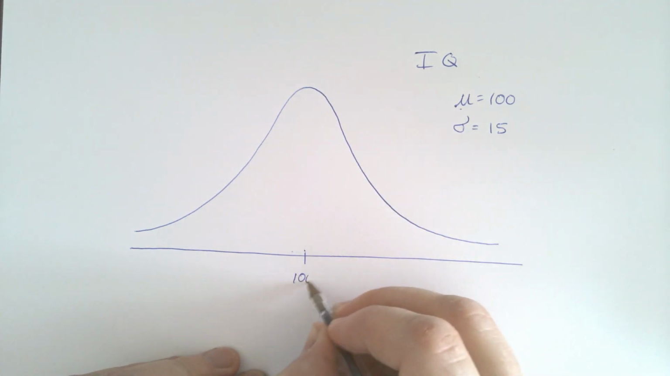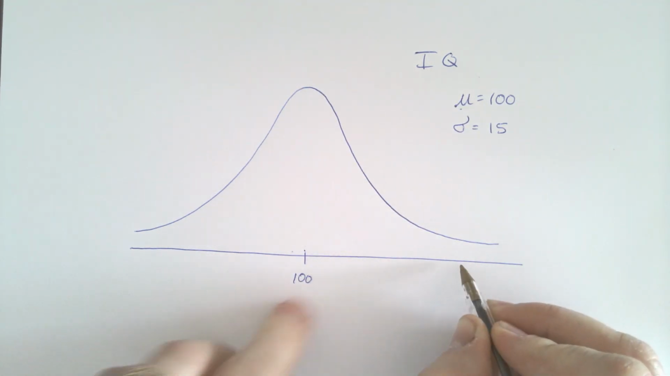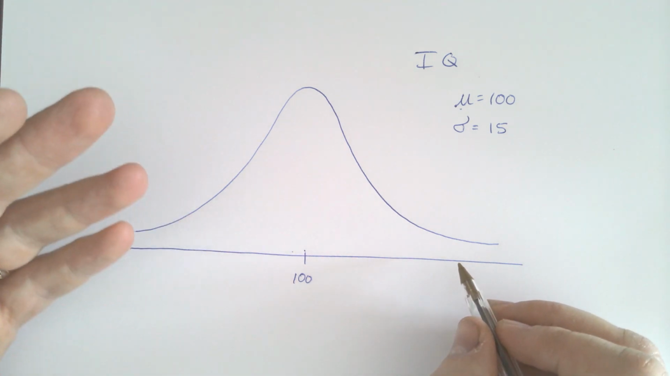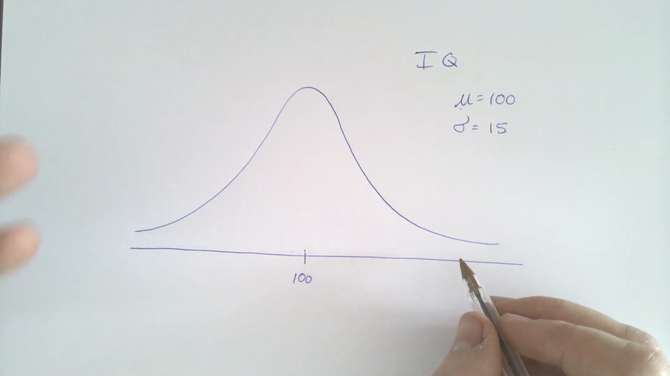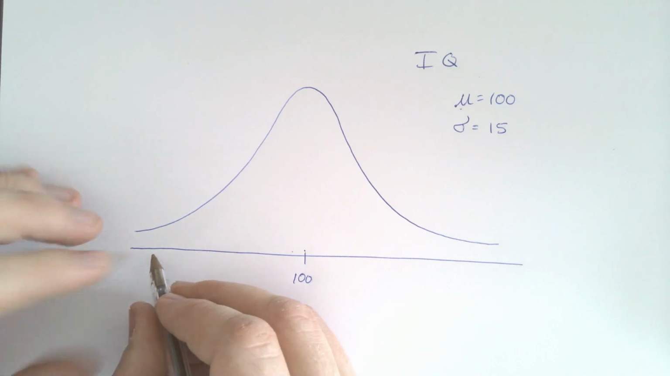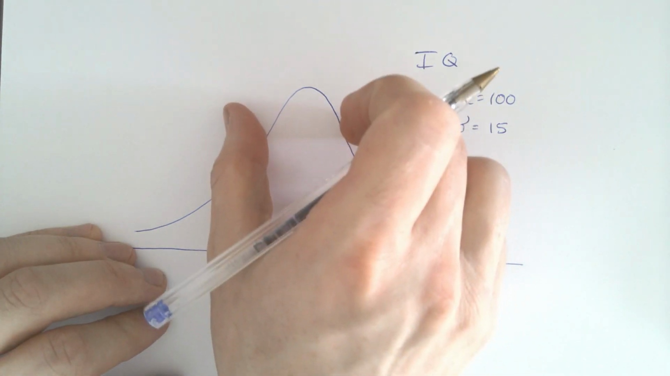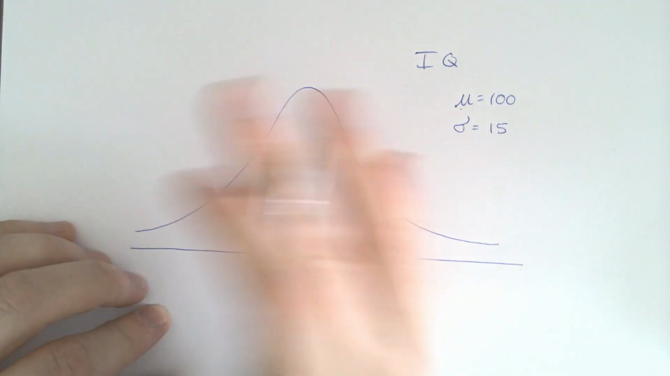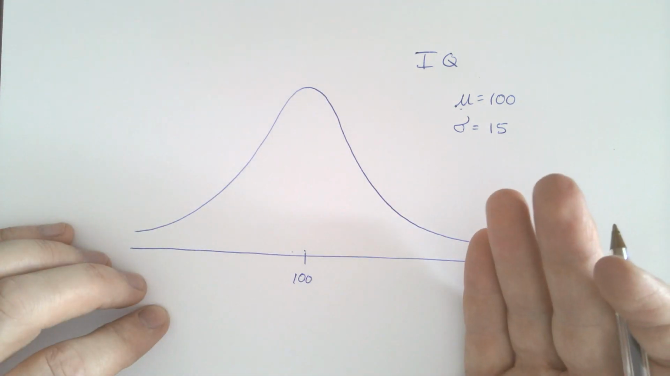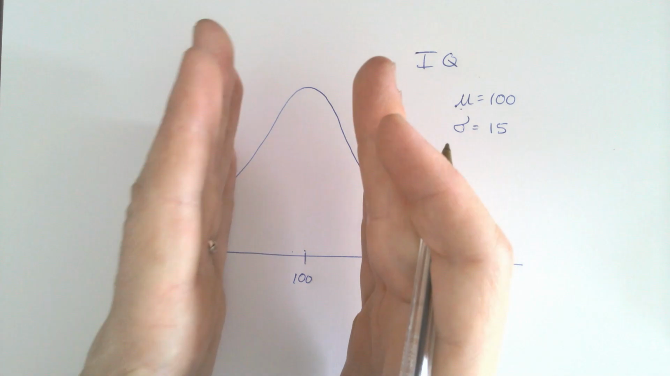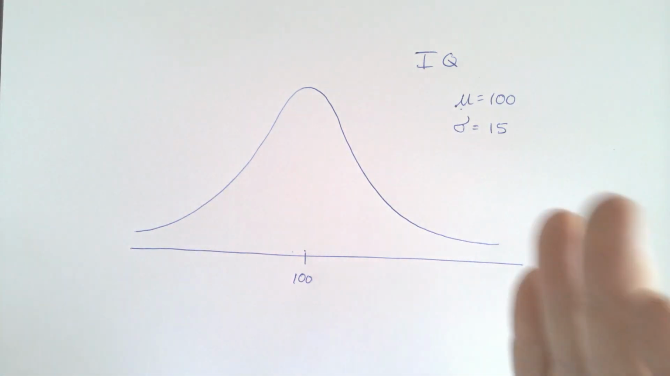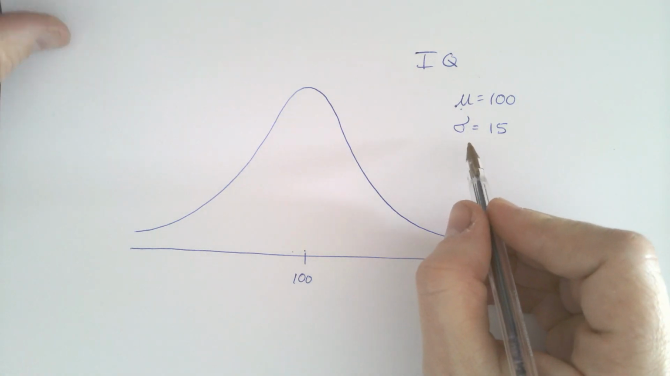If we take this to be our mean, 100, then there's fewer people up at the high end who might have high IQs of 150 or 145, whatever else. And there's fewer people down at the low end that have very low IQs. Most people tend to have an IQ in and around 100. So this whole normal distribution and empirical rule is going to be this idea of where most people lie.